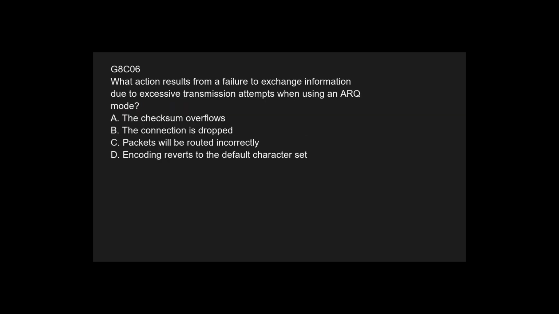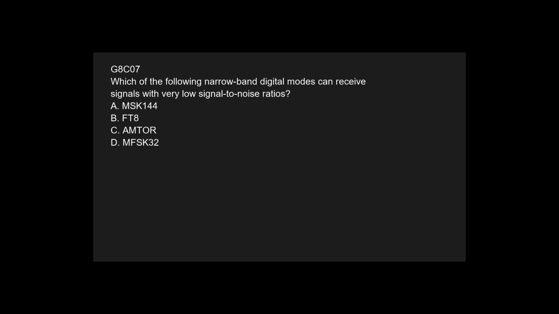Question: what action results from a failure to exchange information due to excessive transmission attempts when using an ARQ mode? The correct answer is B, the connection is dropped. Question: which of the following narrowband digital modes can receive signals with very low signal-to-noise ratios? The correct answer is B, FT8.